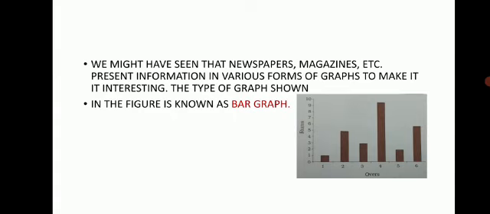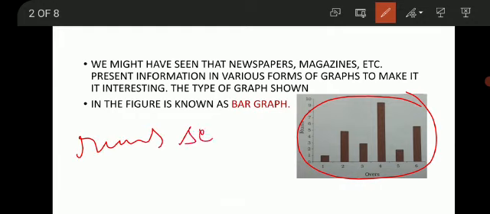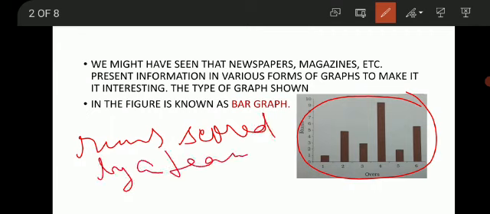The type of graph shown in the figure is known as a bar graph. So this is the bar graph, and this particular bar graph is showing the runs scored by a team in each over.